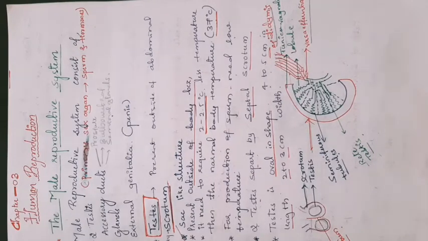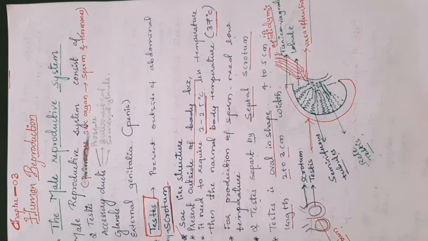In the last class we started the new chapter, human reproduction. In that we discussed the first important topic, the male reproductive system. In the male reproductive system we discussed the primary sex organs, which help in sperm production and hormone production. Those are the testes. There are two testes present in human males.